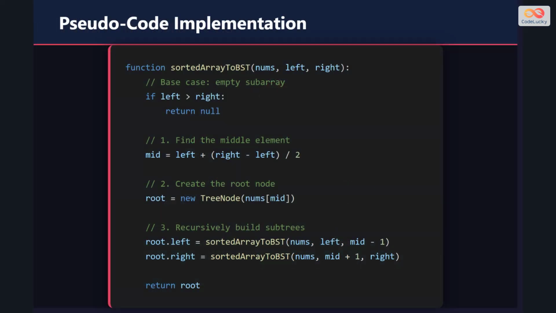Here is how the logic looks in code. We define a function that takes the array and the left and right boundaries. We calculate the middle index, create a tree node with that value, and then recursively call the same function for the left and right halves. If the boundaries cross, we return null, which is our base case.